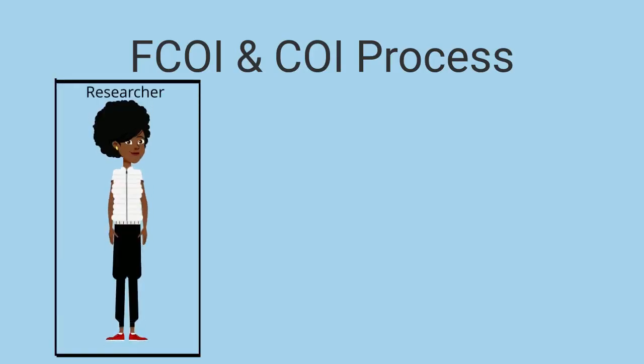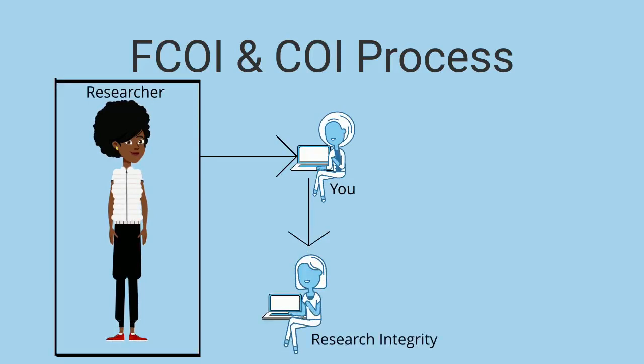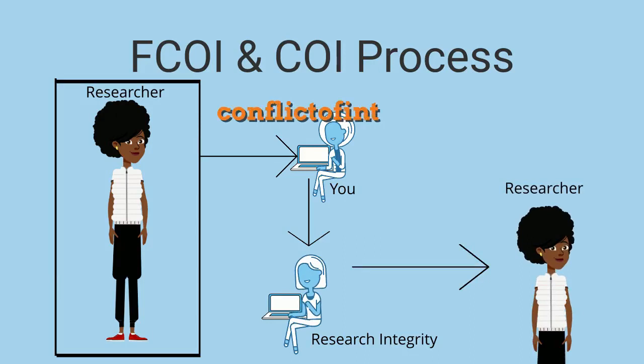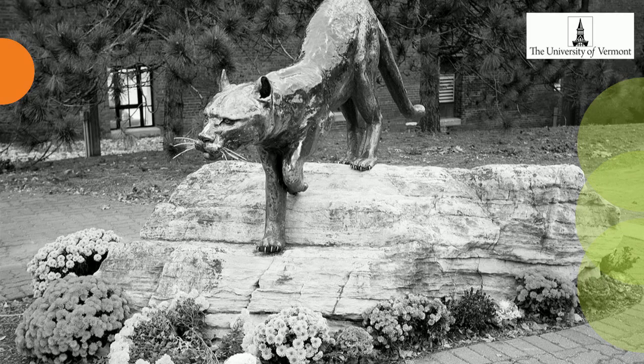What happens if someone is involved in sponsored research? Well, the form comes to you first, and then once you complete your review, the form will automatically go to Research Integrity so they can do the FCOI review. During your review, you may need to communicate with them, so if you have questions about disclosures related to research, contact that office at conflictofinterest@uvm.edu.